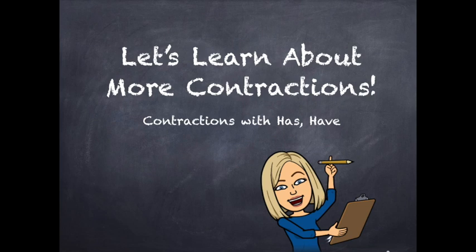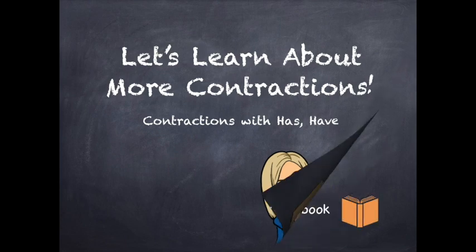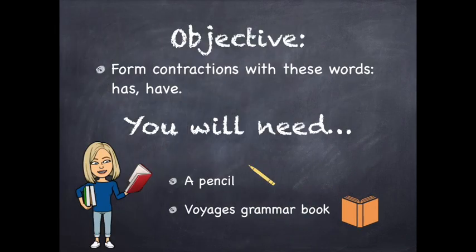Hello everybody. So we are going to learn about even more contractions today. Today we're going to focus on contractions with has and have. Today's objective is to form contractions with these words, has and have. You will need a pencil, of course, and your Voyages grammar book.